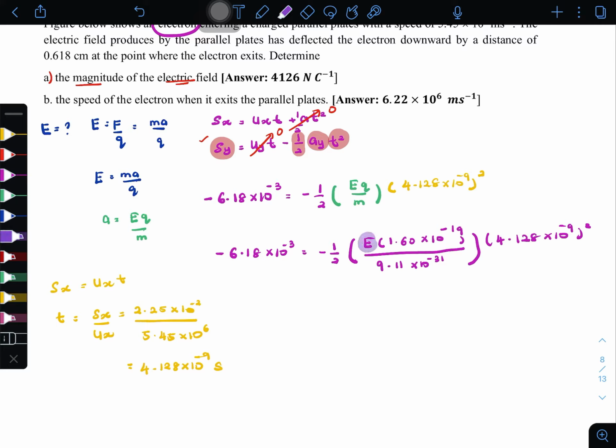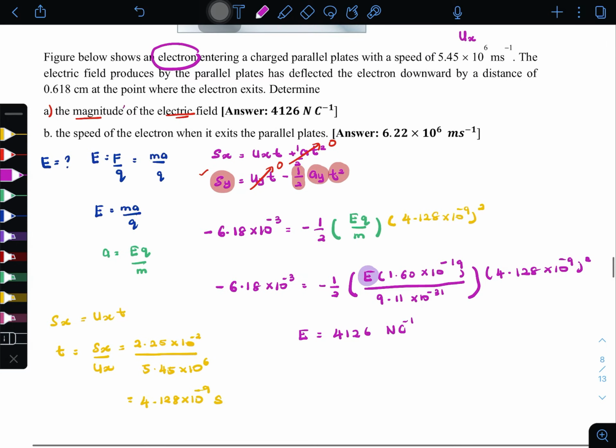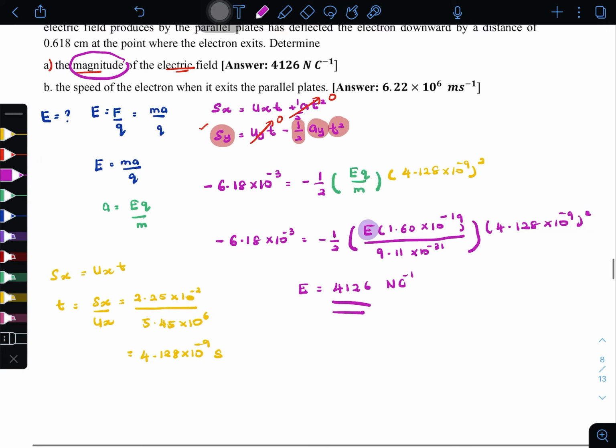So what left is E. So kita kira we will get E is equals to 4126 and the unit is Newton per coulomb. We don't need to find the direction because the question only asks the magnitude. So kita bagi nilai sahaja. Okay, what about the B?